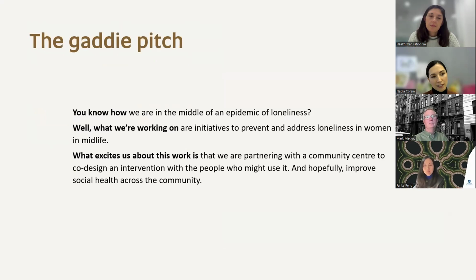And by the end of the session, the groups were in a position to present a Gaddy pitch, which was a synthesis of their idea, and that quick pitch that really encapsulated what they were trying to do, what's at the core of the initiative, and what excites them about the work.